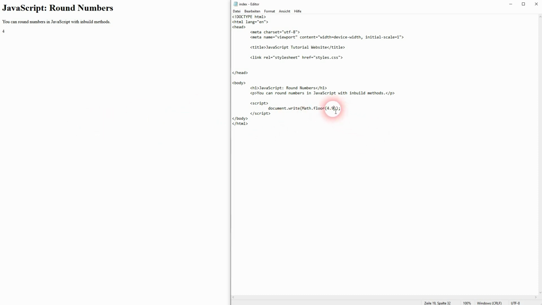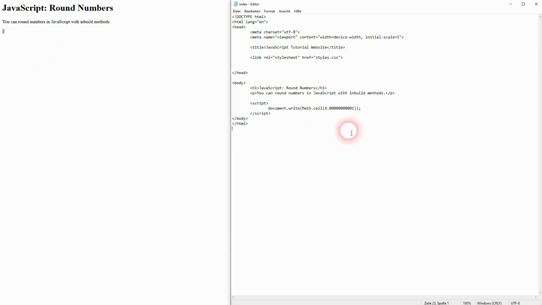And there's also something that makes it round up all the time. And this is Math.ceil. So 4.4 gives us a 5. Even 4.1 will give us a 5. And even if you make it 4, lots of zeros, and then a 1, you would still get a 5.